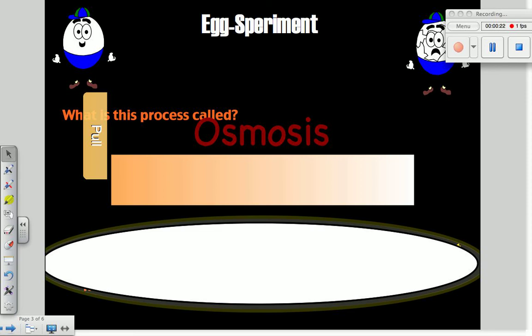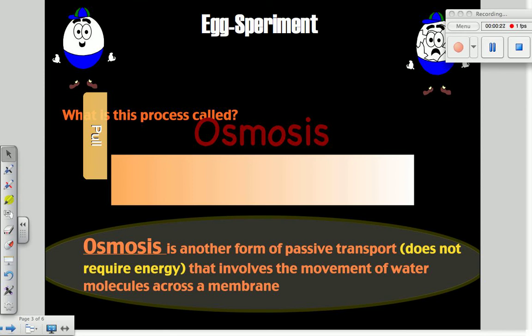And what osmosis is, if I can get this to come down, it's another form of passive transport, which means that it doesn't require any energy, and it involves the movement of water molecules across a membrane. In this case, the egg membrane. But I want you to try to relate it to cell membranes. So osmosis is a form of passive transport, meaning it doesn't require any energy, and it involves the movement of water, that is key, water, across a cell membrane or a membrane.